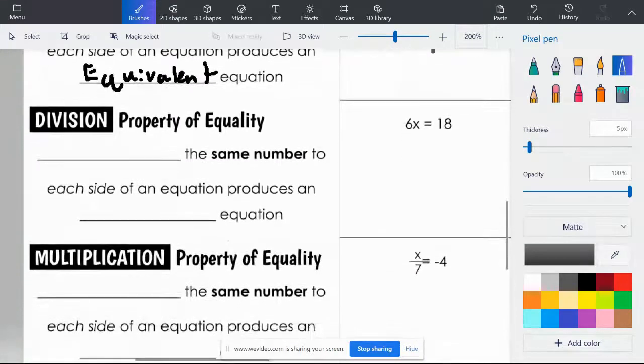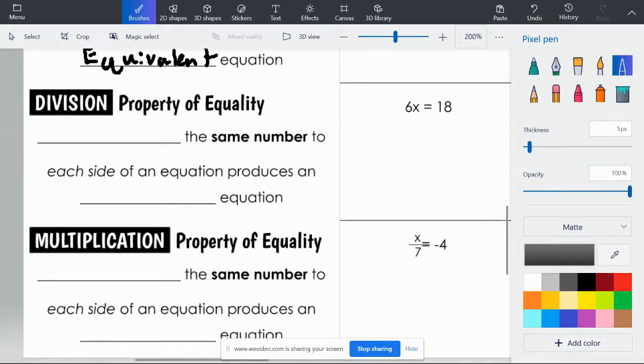All right. We're going to go down to the division property of equality. What the division property of equality says is dividing the same number to each side of an equation produces an equivalent equation. I'm sure you guys are seeing a pattern here.